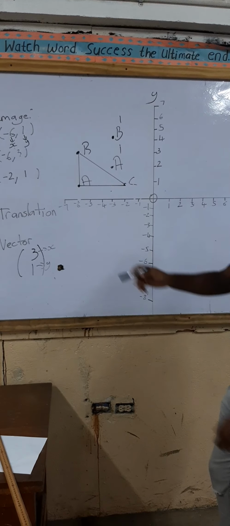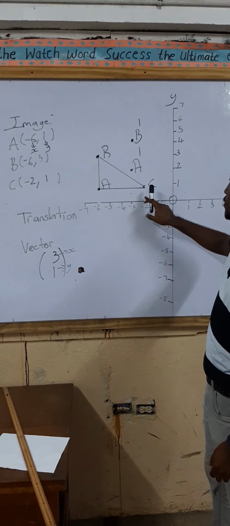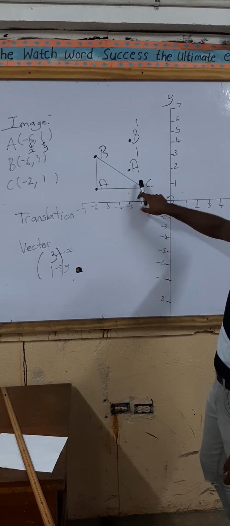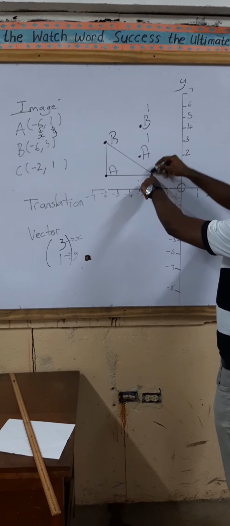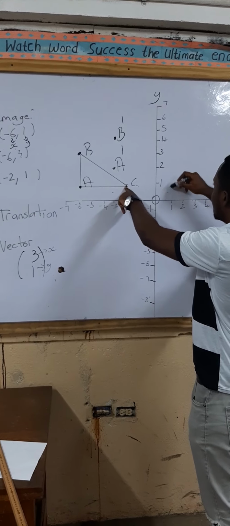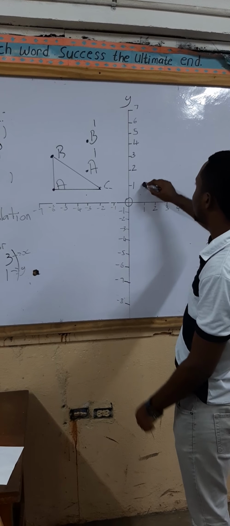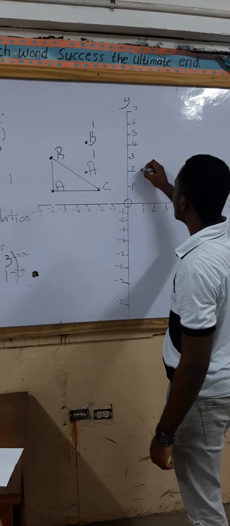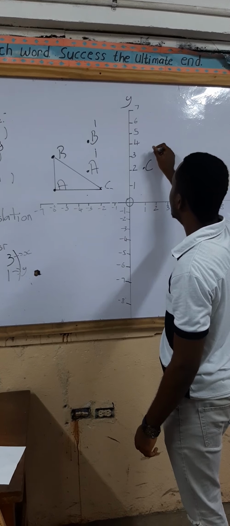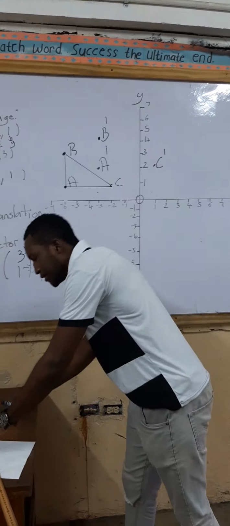And then we do the same thing for C. From -2, C needs to move 3 places positively on the x-axis. So C needs to move 1, 2, 3. So now we'll be at +1 and 1 place on the y-axis, which will fall right up here. And all we're going to be doing now is connecting our points.